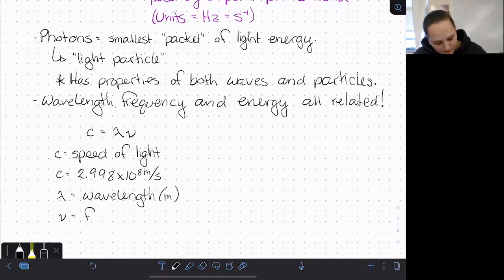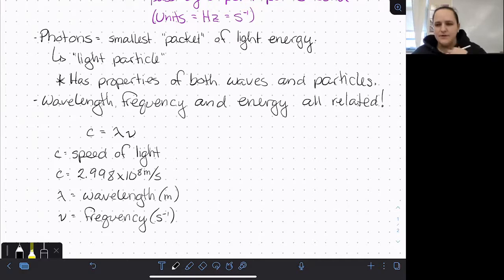And then the frequency was nu, which is hertz or inverse seconds, which are the same thing. And again, if you're dealing with a frequency that for some reason is in another unit, which is not common, because your speed of light is in meters per second, those units need to match as well.